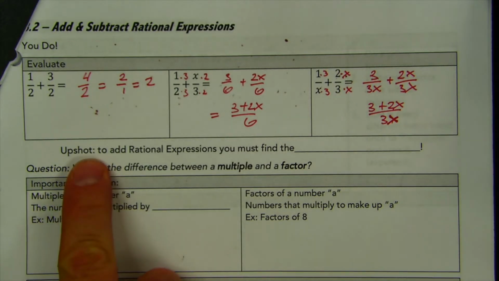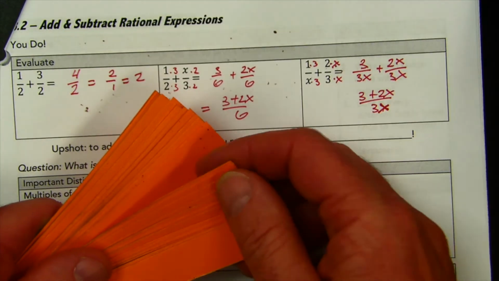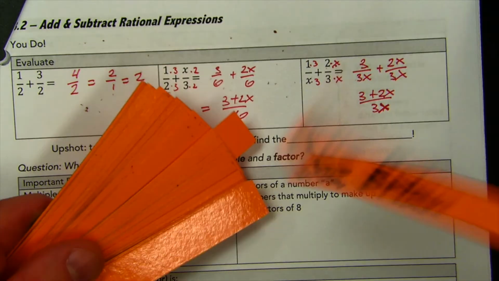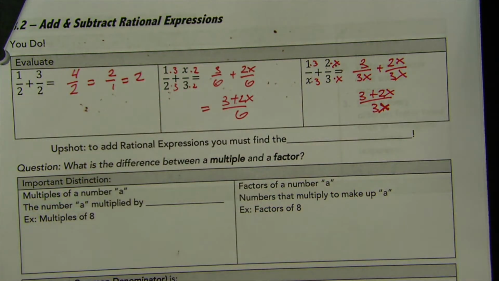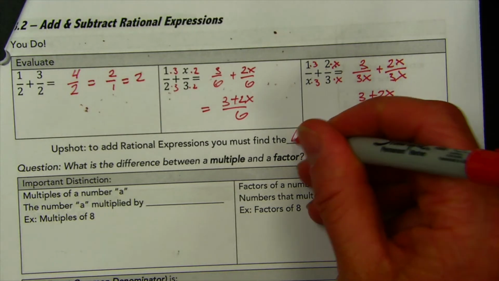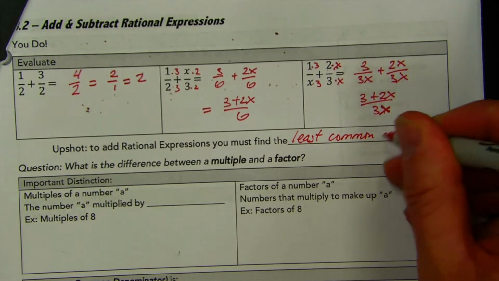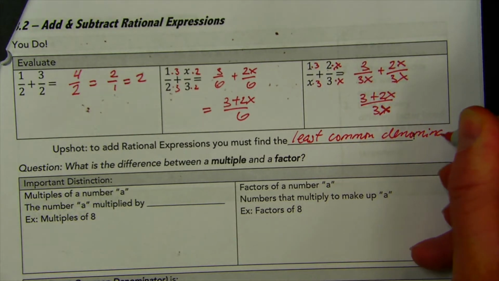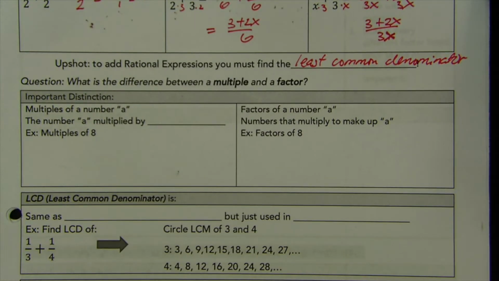Upshot. Upshot essentially means summary or conclusion. To add rational expressions, you must find the... Well, let me call on you guys. Let's see who we got here. I want to hear from Brian Cruz. What do you think, Brian? Least common denominator? Is that what you say? Nice, correct. Least common denominator. Yes, you guys already knew that. You learned that back in, I don't know when, 4th, 5th grade, etc.